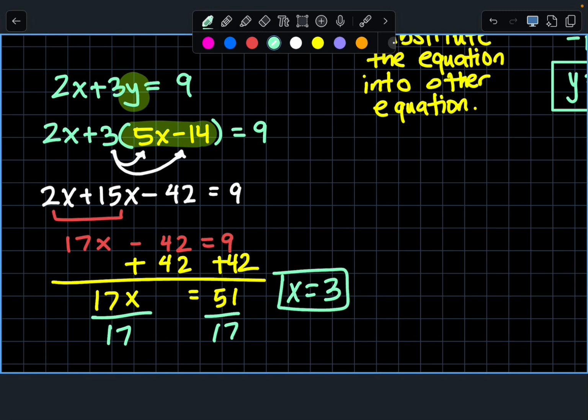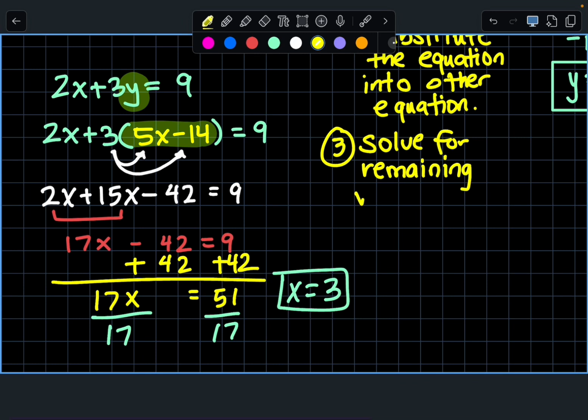How are we doing so far? Are we all good with this? Solving for x? Okay. So we have solved for one variable. Here is your final step: solve for the remaining variable.